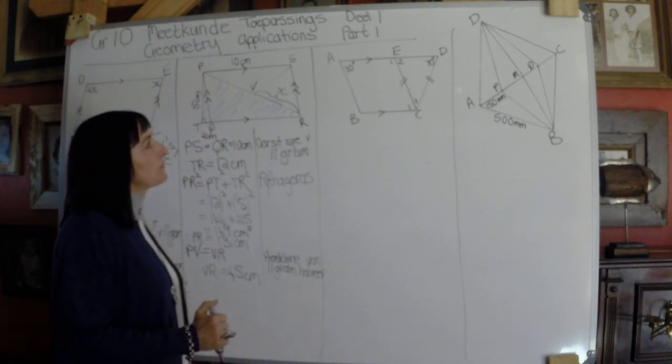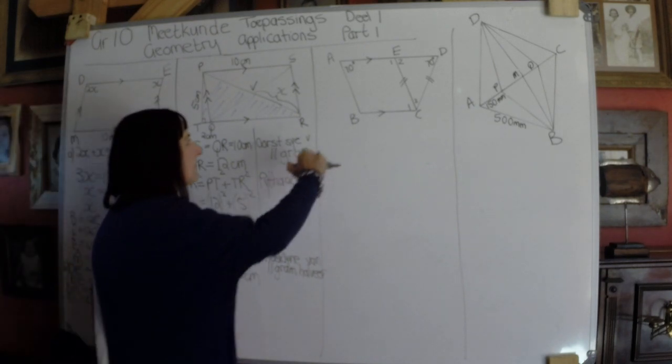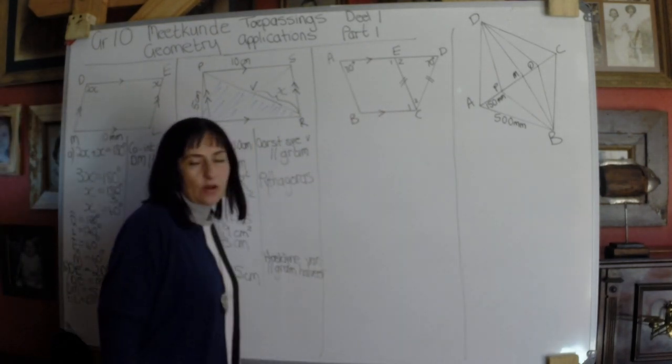ABCD is a trapezium because the only property of a trapezium is one pair of sides are parallel.